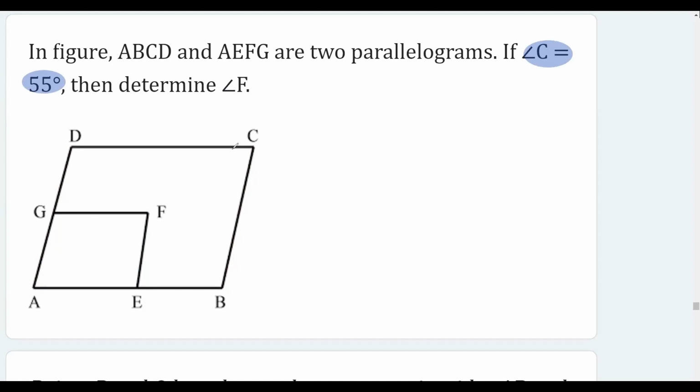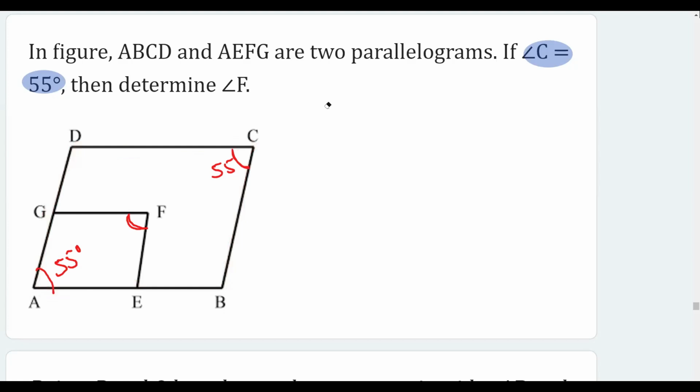Okay, so we have this angle being mentioned as 55 degrees. And what we have to find out is angle F. This angle is what we have to find out. Now, first of all, you can consider this parallelogram. You know that in a parallelogram, opposite angles are equal, right? So I can say that this angle will also be equal to 55 degrees. As you can see, opposite angles of a parallelogram are equal.